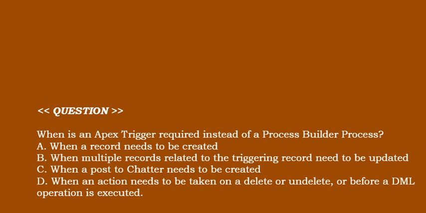Question is, when is an Apex trigger required instead of a process builder process? Option A, when a record needs to be created. Option B, when multiple records related to the triggering record need to be updated. Option C, when a post to chatter needs to be created. Option D, when an action needs to be taken on a delete or undelete or before a DML operation is executed. Correct answer is option D.